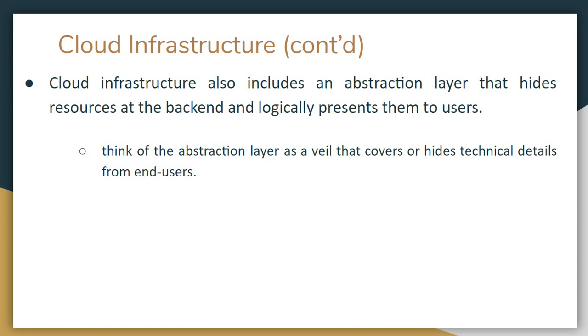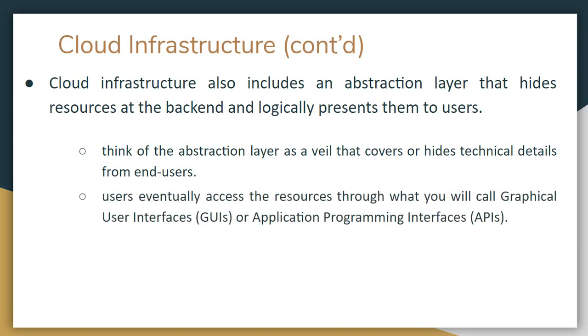So you can think of the abstraction layer as a veil that covers or hides technical details from the end users. What that means is that there are some resources that are stored behind the scene. Users don't get to know how these things are stored, where they are stored. You don't even know where they are. But somehow these things are logically presented to the users the way they will need them, the way they can make use of them. So we call that an abstraction.